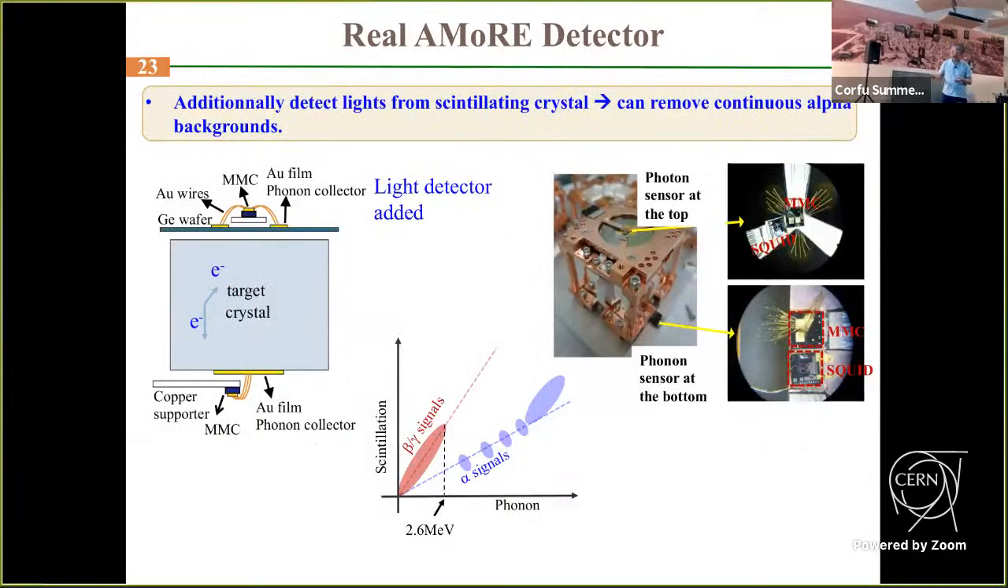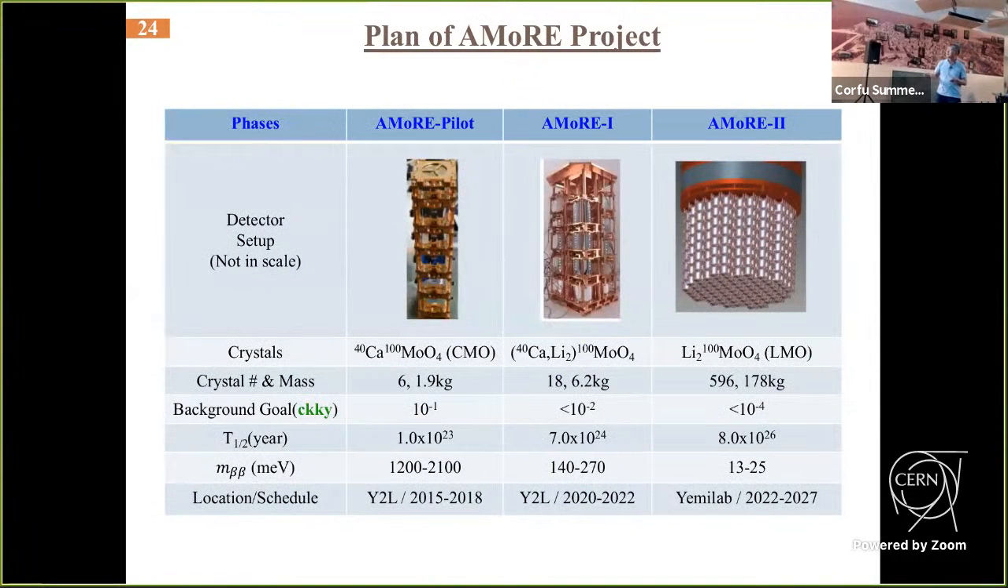In the real detector, like here, we have another scintillation light reading, not like a pure calorimeter. So we can separate the alpha signals and the beta signals by this two-way reading. In phases, now we are running AMoRE-I at the Yangyang Lab in Korea. We are preparing AMoRE-II right now. So that's the expectation I showed. The sensitivity is 8 times 10 to the 26 years, and the sensitivity to the mass is 13 to 25 milli-electron volt. So that's what we are running.